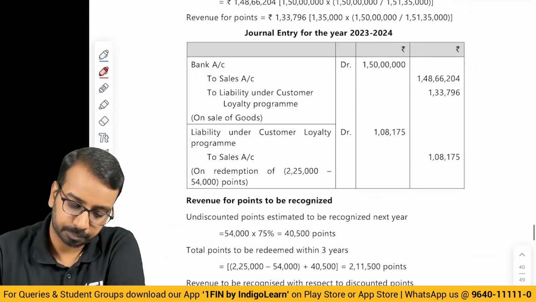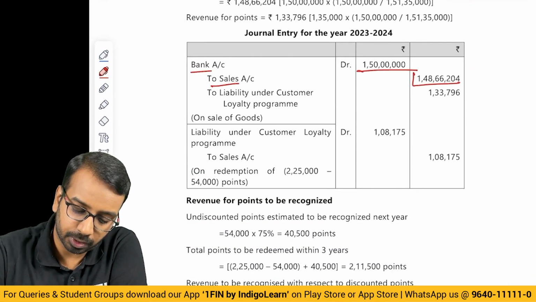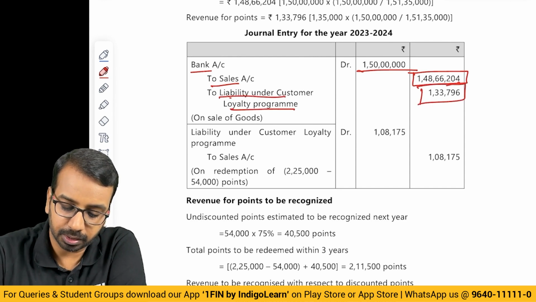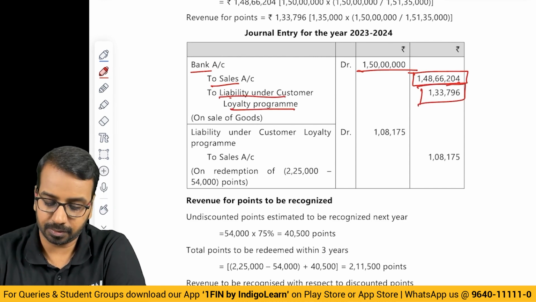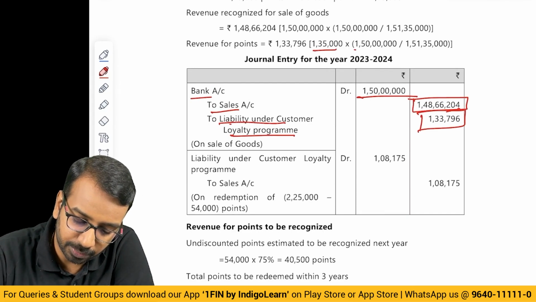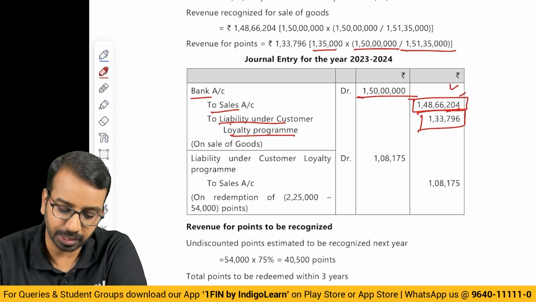So let us record it: bank account debit 150 lakhs, sales account credit 148,66,204, and liability under the customer loyalty program 1,33,796. This is the balance number. How do we get this? Simple. 135 multiplied by 150 divided by 1513.5. Okay, that is how it is done.